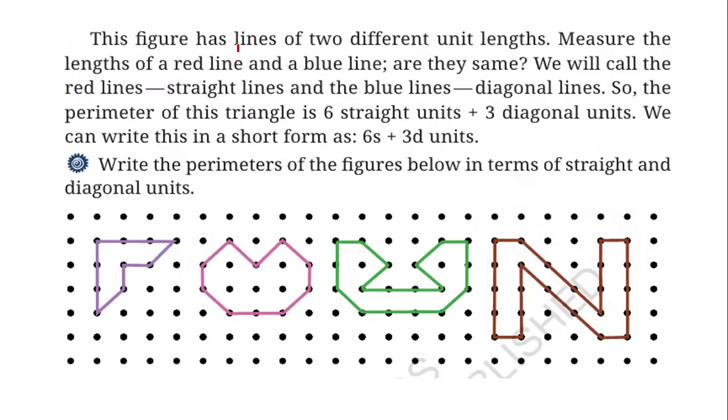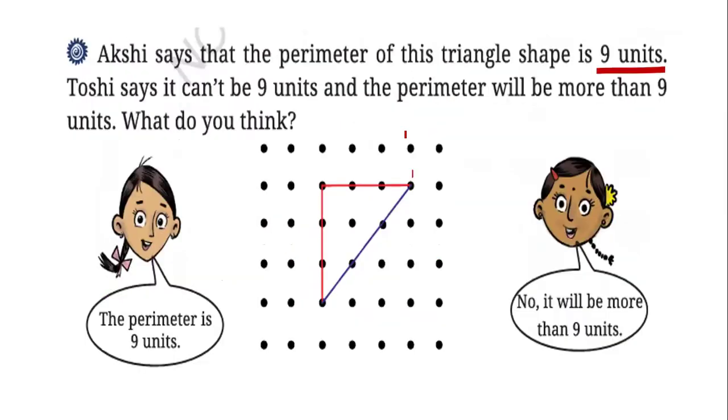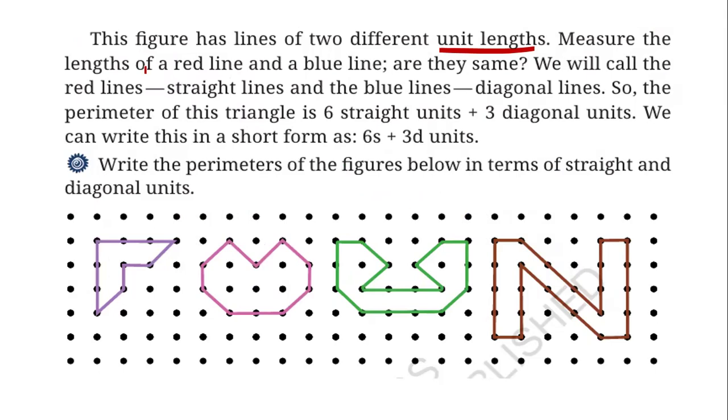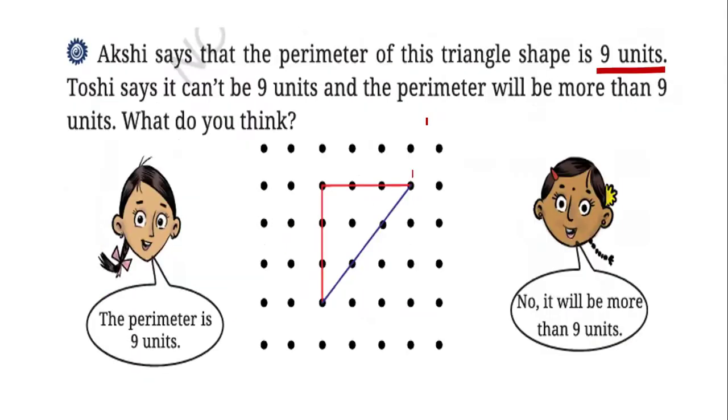Now, this figure has lines of two different unit lengths. For example, see here. This is one color, this is another color. Measure the length of the red lines and the blue lines. Here, red lines: 1, 2, 3, 4, 5, 6. Red lines are 6. That means 6 red lines.